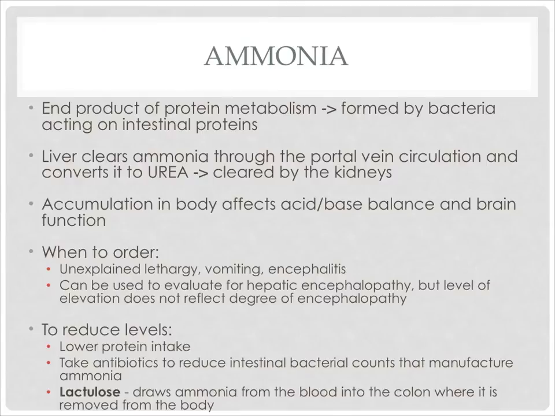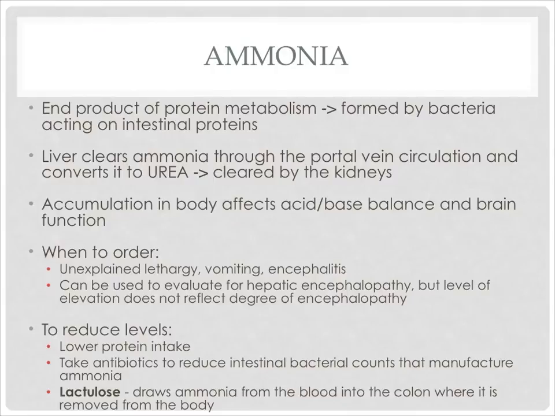All right, so ammonia is the end product of protein metabolism, and this is formed by bacteria in your intestinal tract acting on the proteins that are there. The liver then clears ammonia through the portal system, and it converts the ammonia to urea. So the liver converts ammonia to urea, and then it sends it out through the portal system where it's cleared then by the kidneys. Accumulation of ammonia in the body affects the acid-base balance and brain function, commonly seen in folks with hepatic encephalopathy.